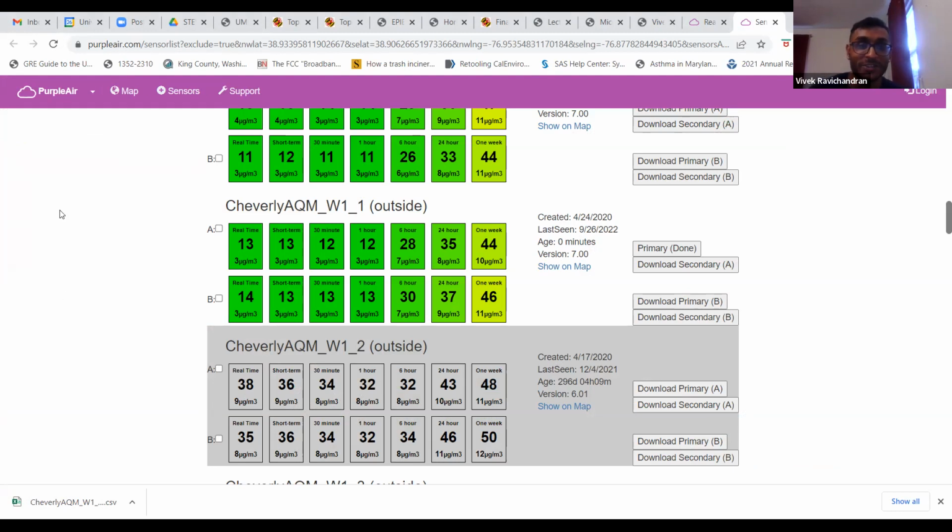And I think what I would like to do is have folks possibly share their download from the monitor of their choice, just so we can get a feel for the air quality for the last month. So once you do that, you're going to hit download primary A next to your monitor. It'll say done, and then you'll see this Excel CSV file that's ready for us to view. So I'm just going to click on that. And yeah, there you go.